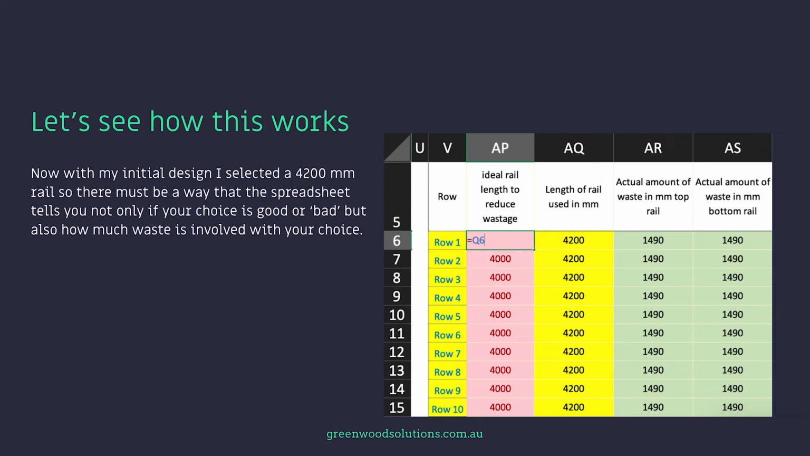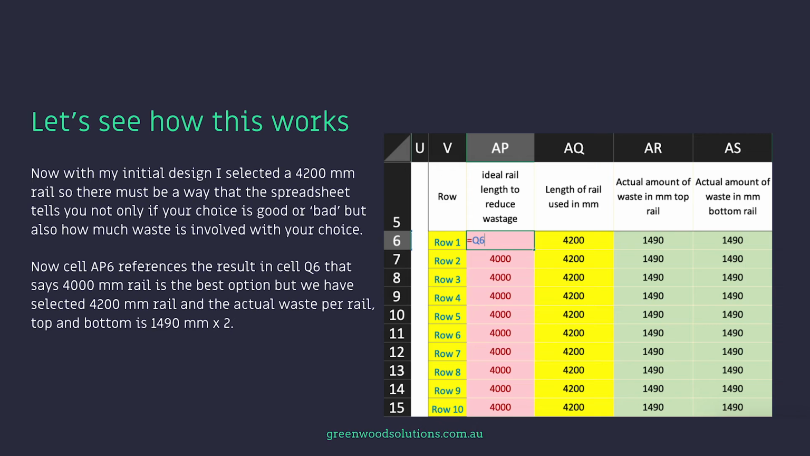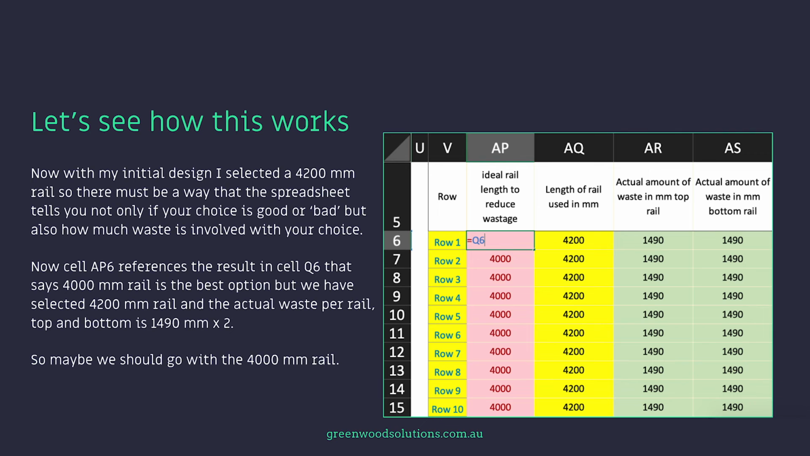Now let's see how this all works. With my initial design, I selected a 4,200 mil rail. So there must be a way that the spreadsheet tells you not only if your choice is good or bad, but also how much waste is involved with your choice. Now cell AP6 references the result in cell Q6 that says 4,000 mil rail is the best option, but we have selected 4,200 mil rail and the actual waste per rail, top and bottom, is 1,490 mil times 2. So maybe we should go with the 4,000 mil rail option.